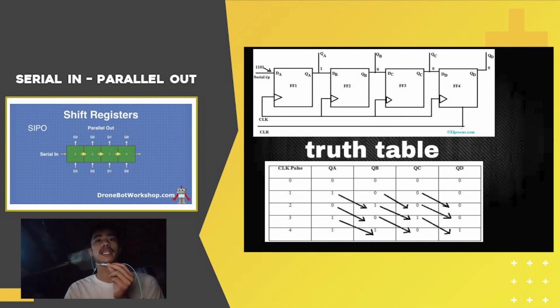If we apply the fourth clock pulse as 1 to the first flip-flop, then QA becomes 1, QB becomes 1, QC becomes 0, and QD becomes 1. So the fourth data output will become 1101 dahil po sa ating shift processing.